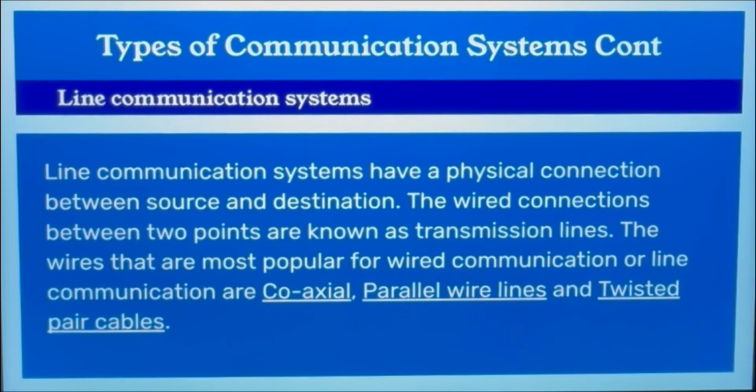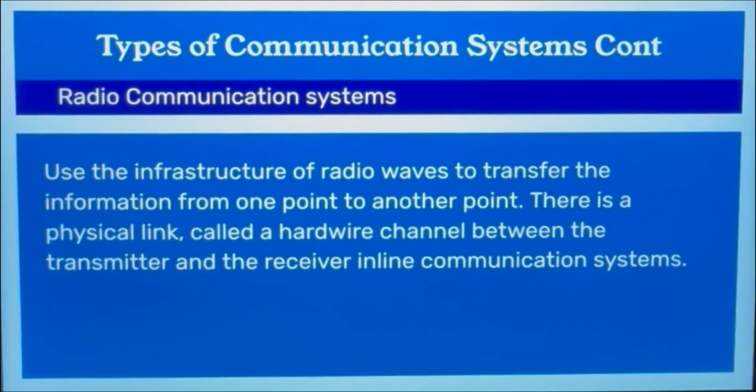Inline communication systems have a physical connection between source and destination. The wired connections between two points are known as transmission lines. The wires that are most popular for wired communication are coaxial, parallel wire lines, and twisted pair cables. Radio communication systems use radio waves to transfer the information from one point to another. There is a physical link called the hardwired channel between the transmitter and the receiver in inline communication systems.